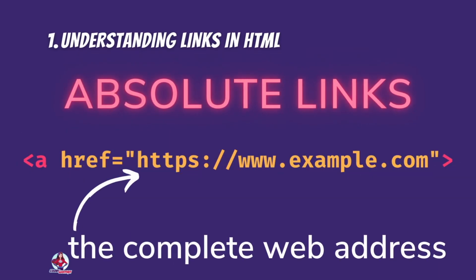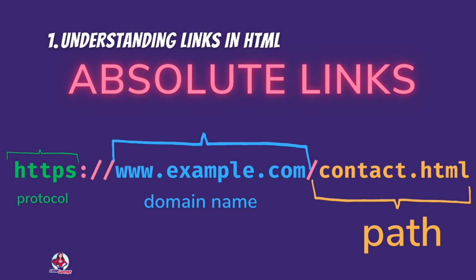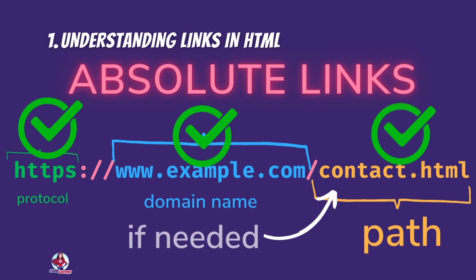Another type of address is in absolute links. These links connect your website to other websites. For example, when you visit a social media page from your website, they have the complete web address, like the example on a presentation slide. We must include the protocol, the domain name, and the path.